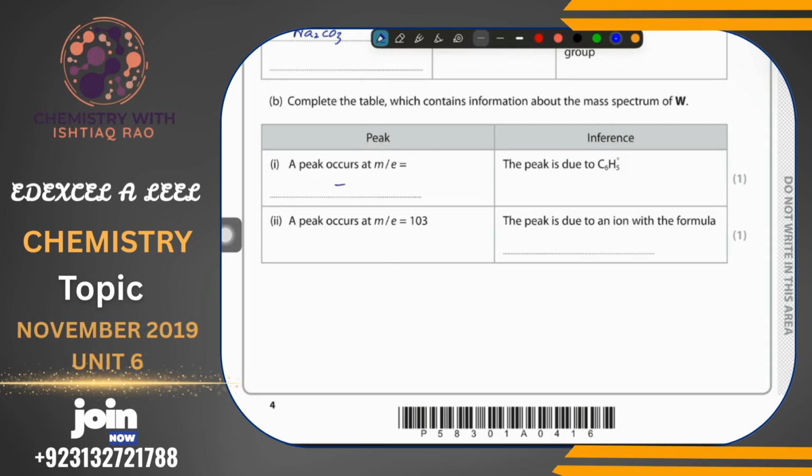77, yep. A peak occurs at mass to charge equal to 103. This peak is due to the ion with the formula. So what would be 103? What C8 would be at 103? C8 at 7 plus. We have to make the fragments, then we will come to know what this is. So it will require some sort of working.